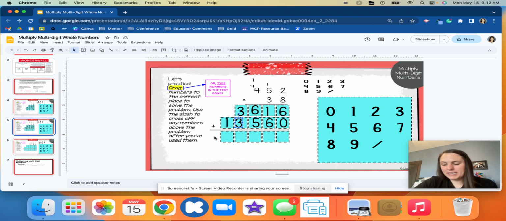Now our last step is to add. So 6 plus 0 is 6. 6 plus 1 is 7. 6 plus 5 is 11. And we're going to carry our 1. And then we've got 3 plus 3 is 6, plus that 1, which we get 7. And then we have 1 plus nothing. All right, you should have got 17,176.